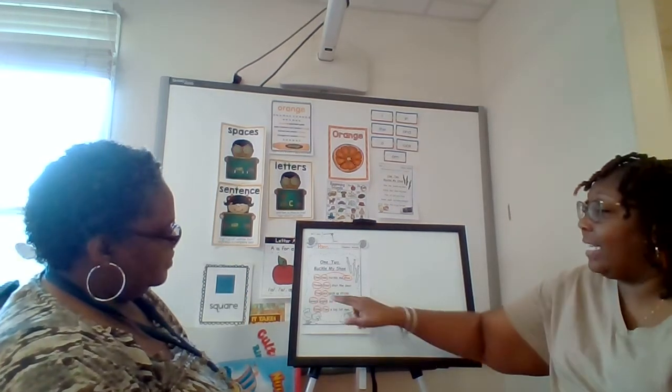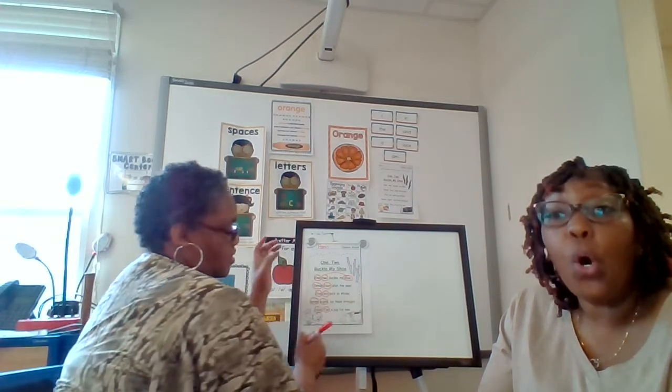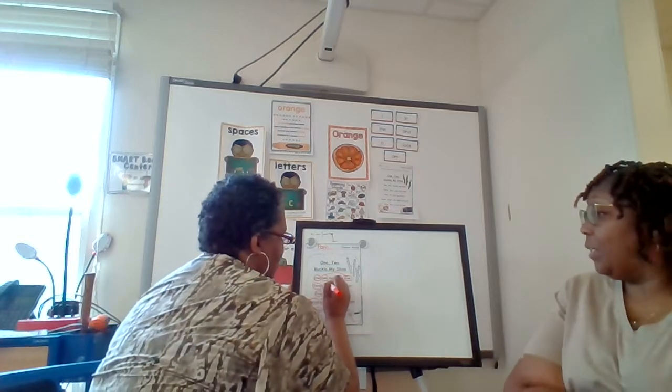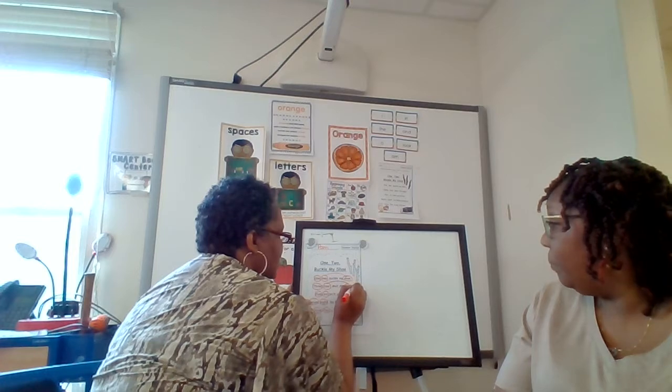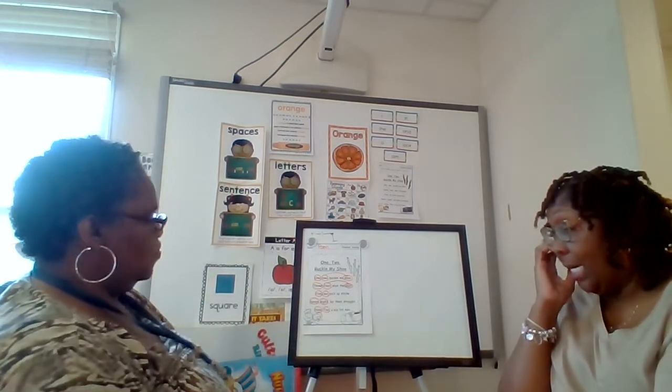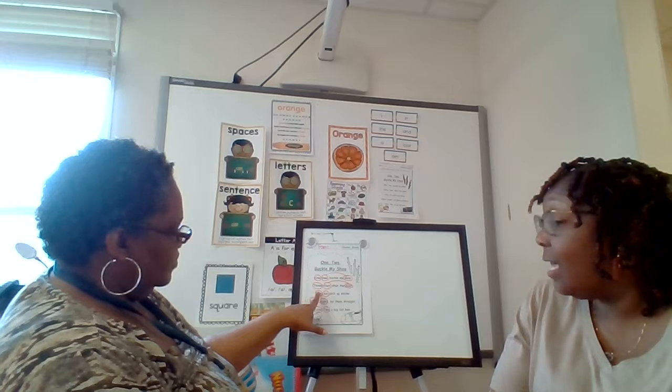Okay, so let's look at the next sentence. Ready? Let's say it together. 3, 4, shut the door. Let's say it again. 3, 4, shut the door. So which two words rhyme in that sentence? Door, because they both end with or. Okay? Good job. I'm gonna connect them that way. And then I'm gonna circle. Good job.